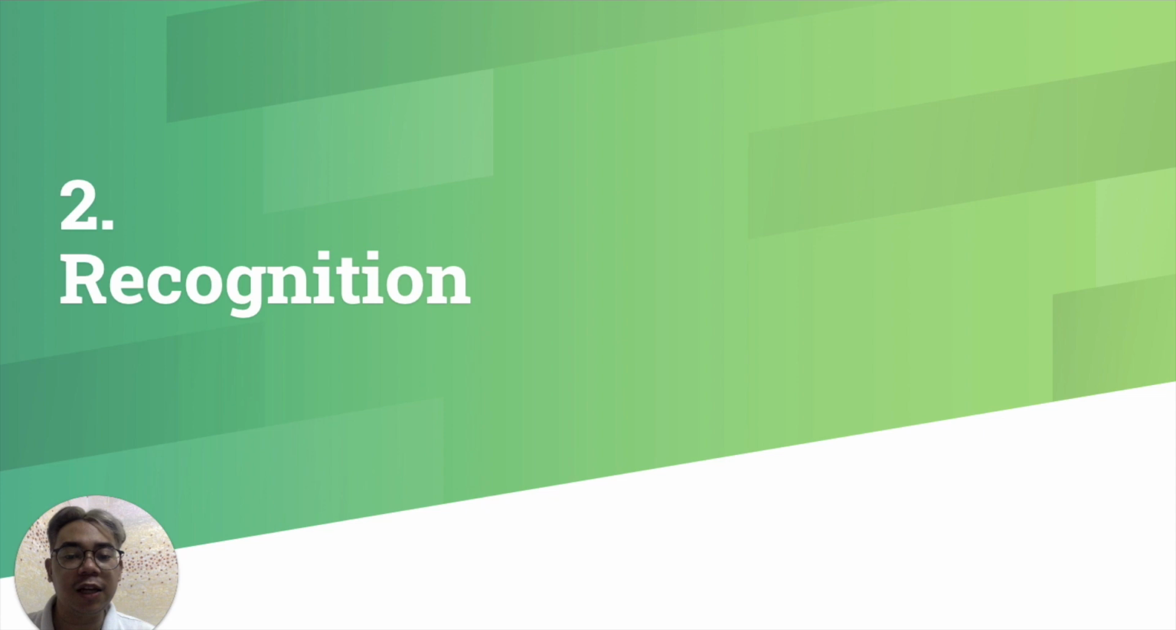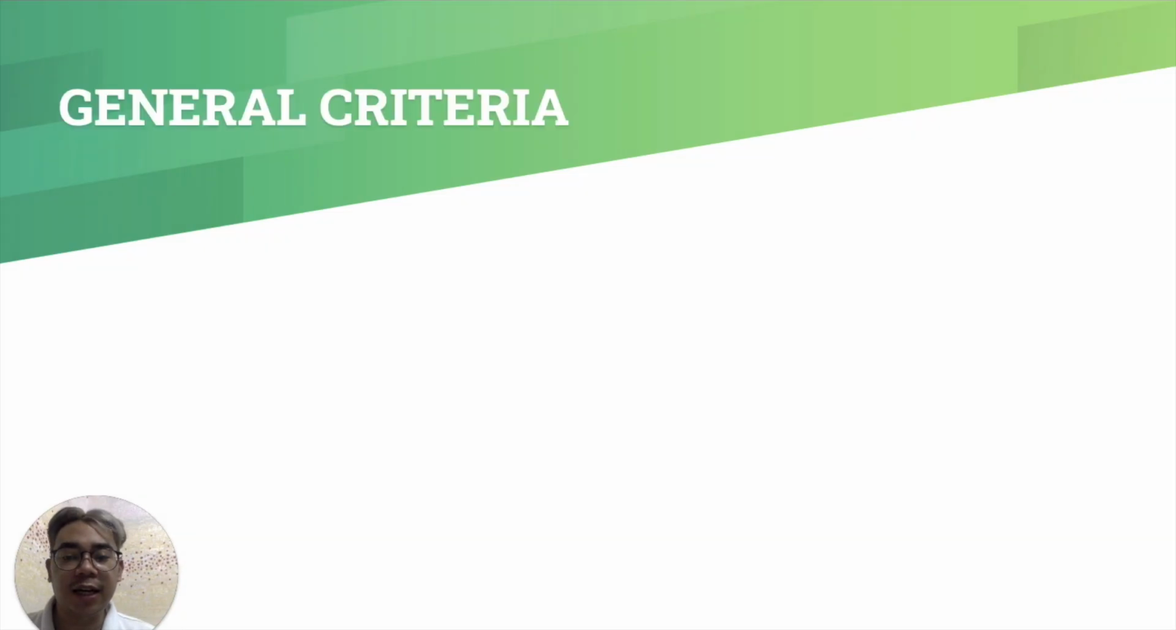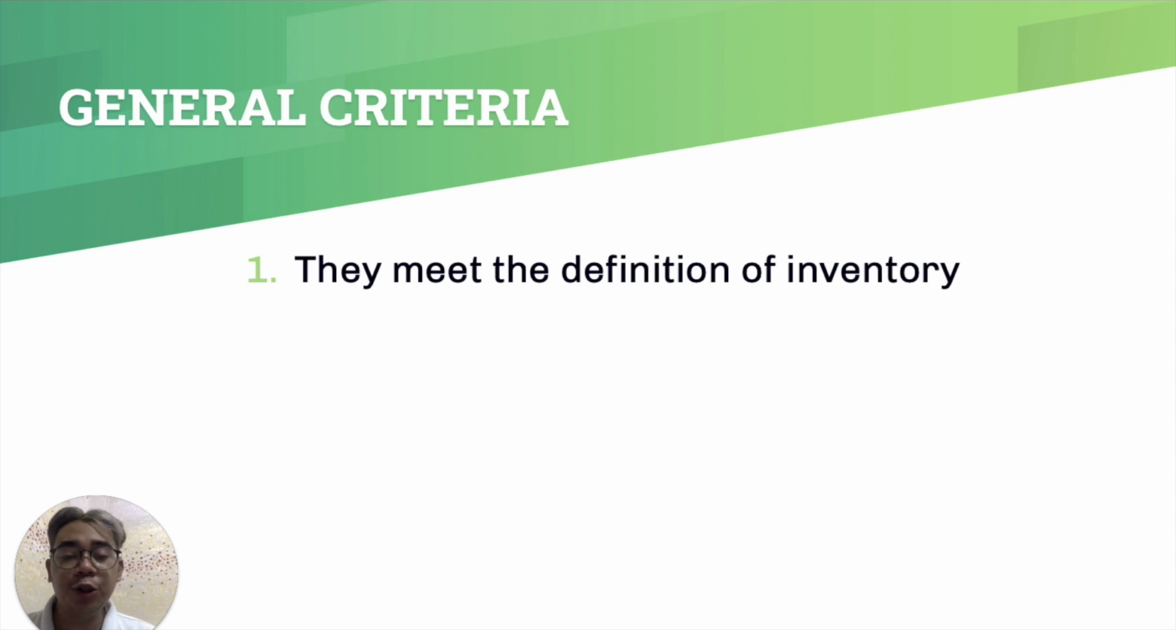So that's for scope and definition. The second thing that we will discuss is about the recognition of inventory. The general rule guys, kapag i-recognize natin ang inventory sa financial statements is number 1, they should meet the definition of inventory. So either sila ay finished goods, work in process, or raw materials and supplies inventory. So that's the first general criterion.